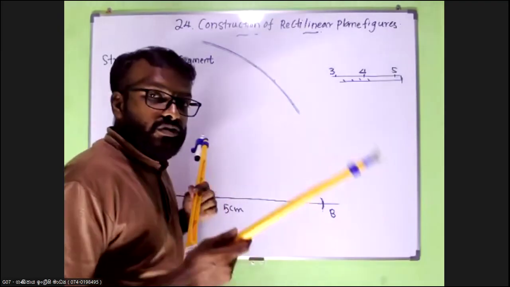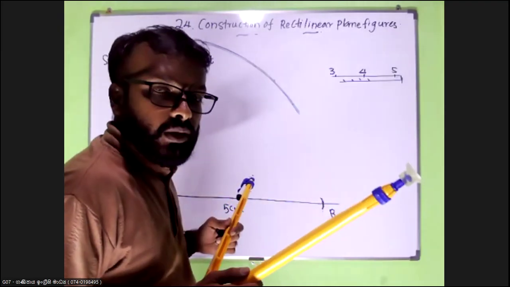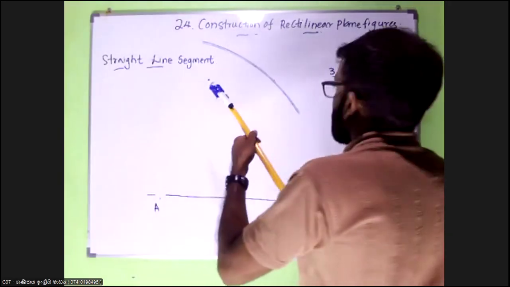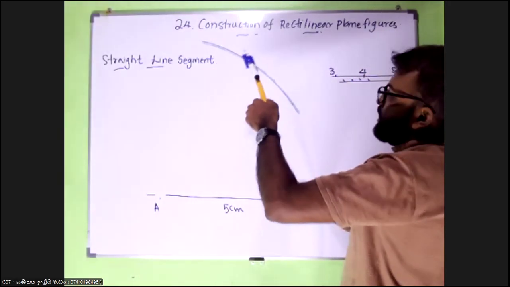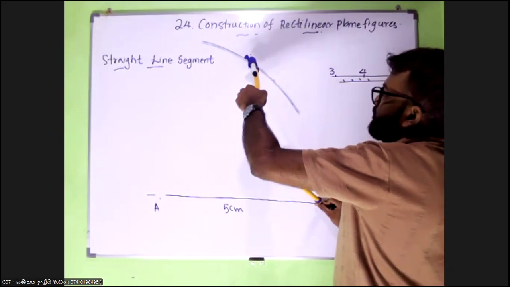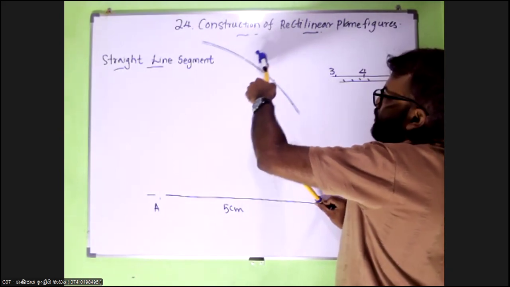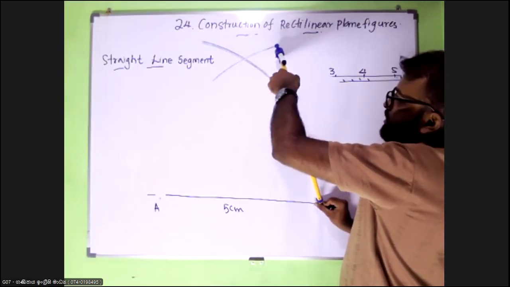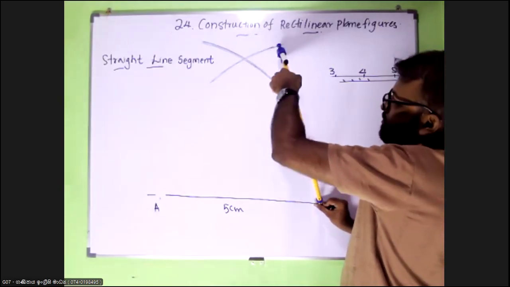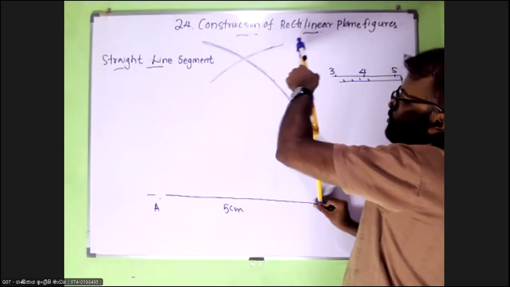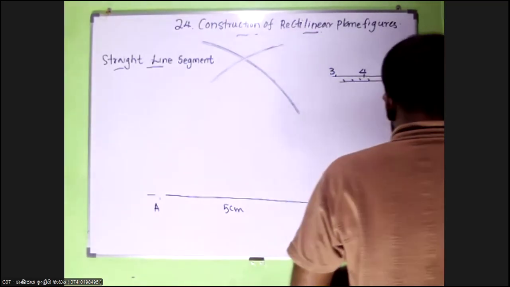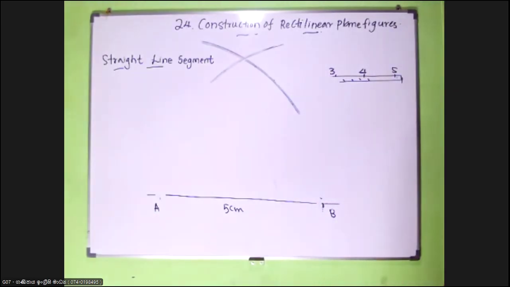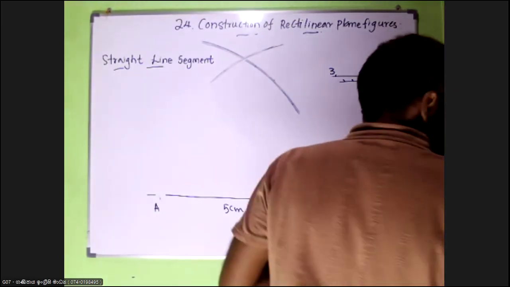Right? And place your point of the compass at B and do the same thing. But these 2 arcs should cross, intersect each other. These 2 arcs should intersect.